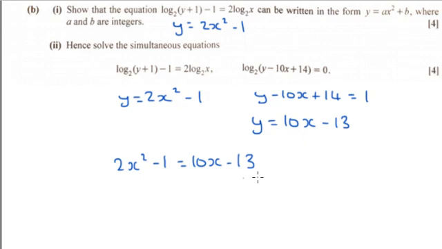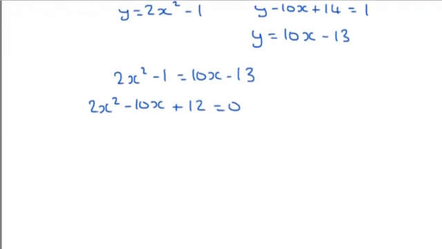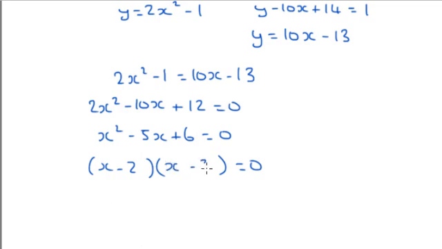It's another quadratic. Let's move everything over to the left side. 2x squared, take 10x, add the 13 back on is going to turn that into an add 12 is equal to 0. We can make this a little bit easier by dividing everything by 2. And then this will factorise with a minus 2 and a minus 3. So that tells us x is 2 or x is 3.